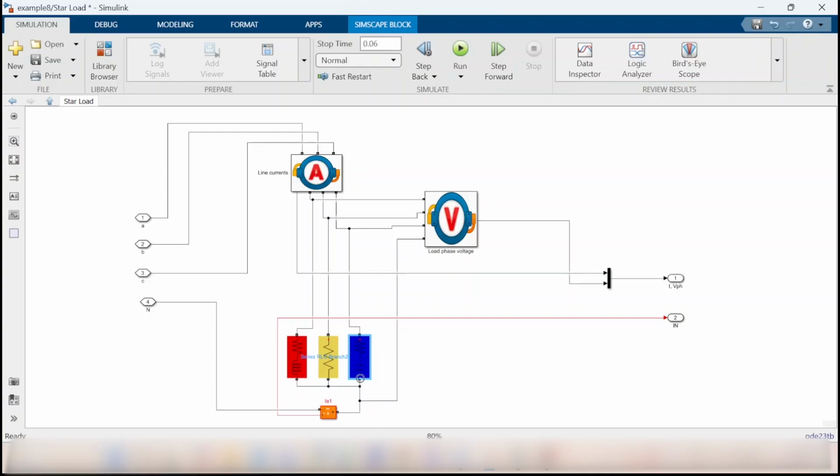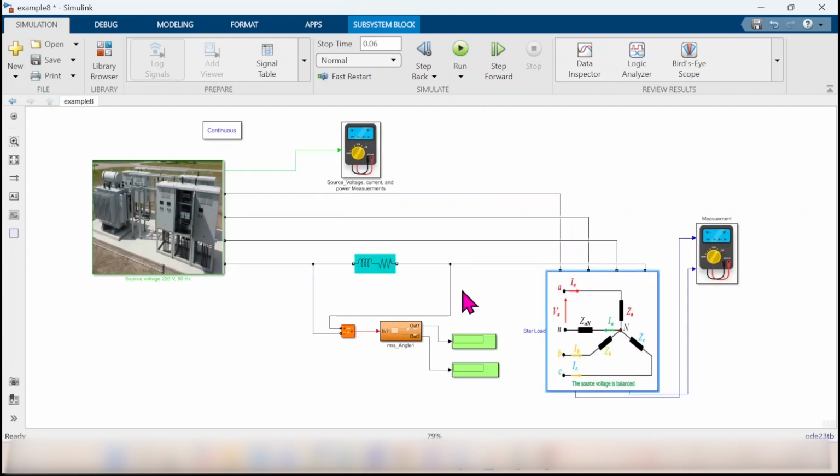But let's look at this point. This is the neutral point of the load. We're going to measure the neutral current in the measurement block, and then we have that one, which is a capital N letter, connected to the neutral point of the source through an impedance. So let's run and see what the results will be.